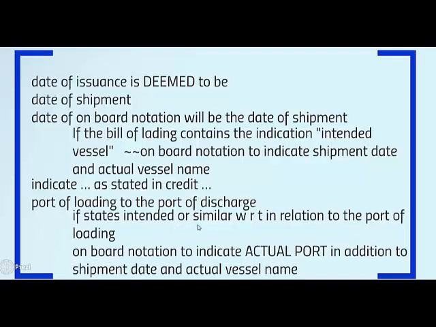If it states intended with respect to the port, then the onboard notation should also say in which port the goods were loaded, the actual port in which the goods were loaded on board. So if it is an intended vessel, the onboard notation should name the vessel. If it is an intended port, the onboard notation should name the port. The onboard notation will in any case have a date.